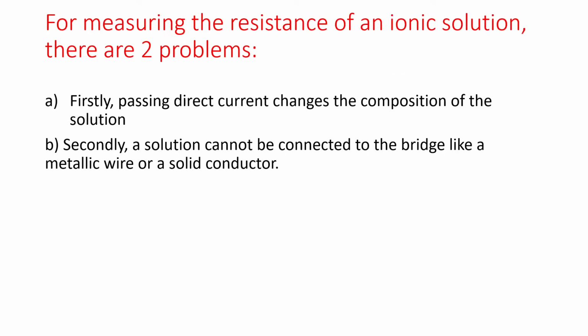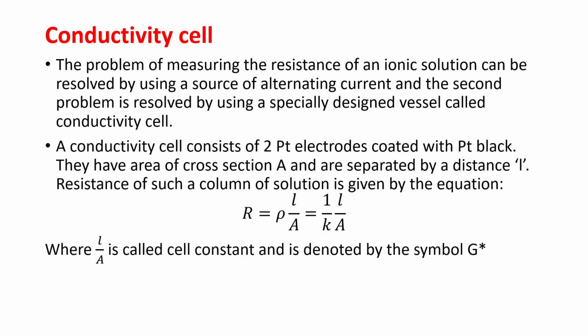First, passing the direct current changes the composition. Second, a solution cannot be connected to the bridge like a metallic wire or a solid conductor. Therefore, in a conductivity cell, these problems are solved. For measuring the resistance we use a source of alternating current. Direct current we are not passing, we are passing alternating current. And the second problem is resolved by using a specially designed vessel called a conductivity cell.